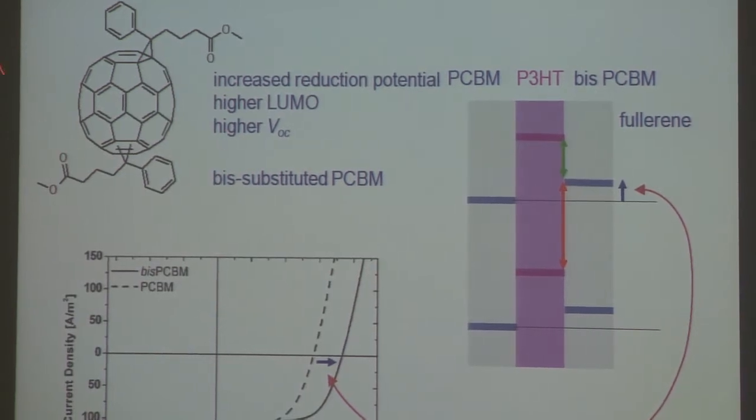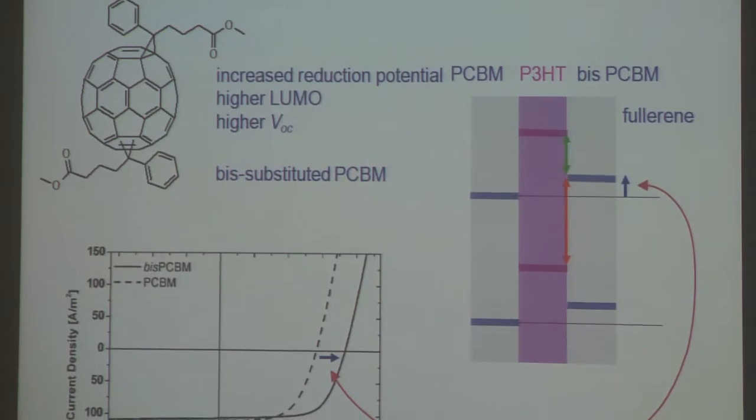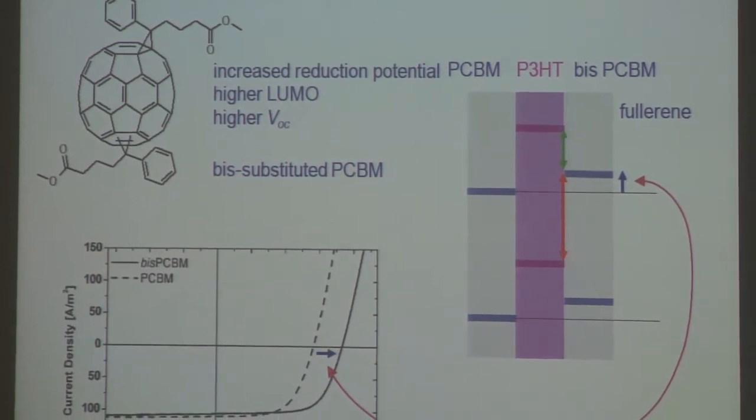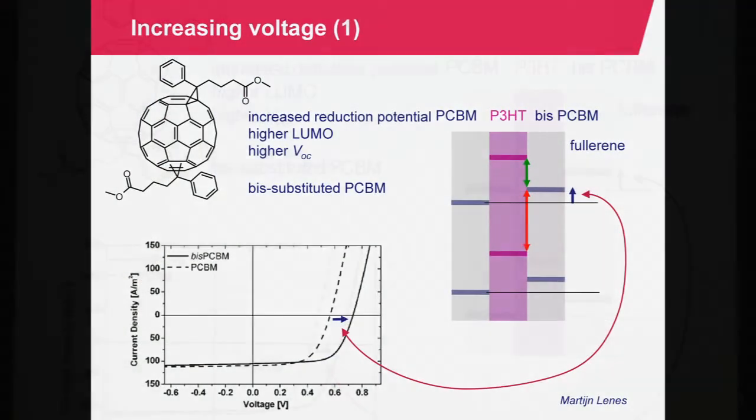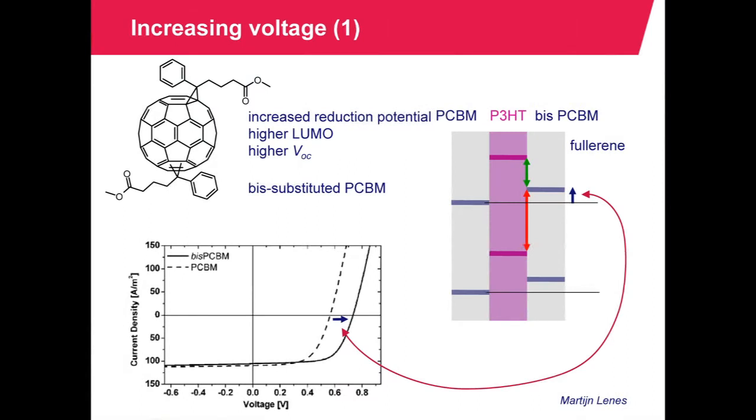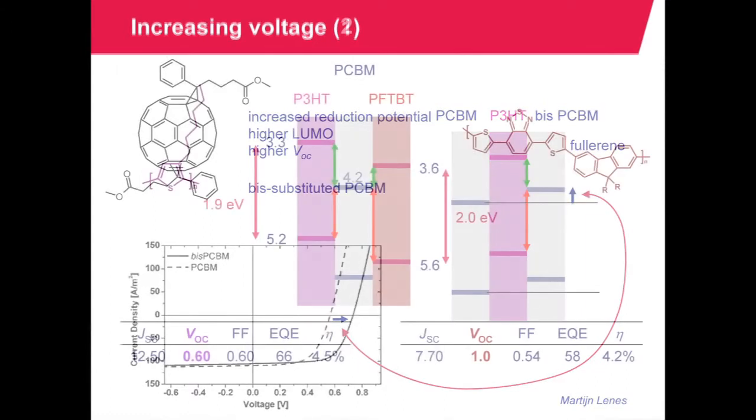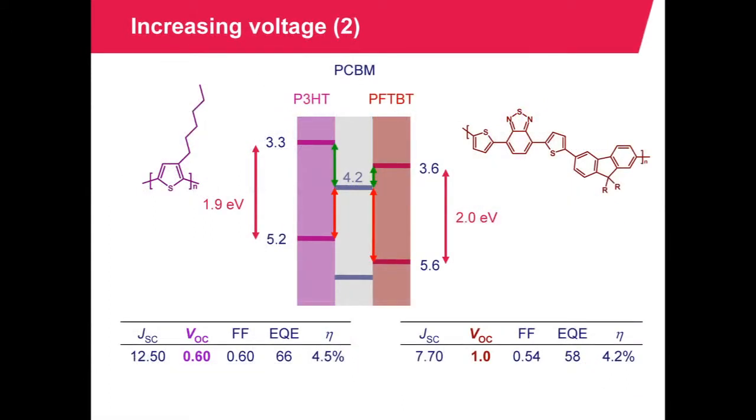A similar approach has been done by using bis-indane fullerenes by Plextronics company together with Nano-C. And there's also some work, I think, from Yongfang Li's group in China on that. So basically, you change the fullerene energy levels and you change the voltage.